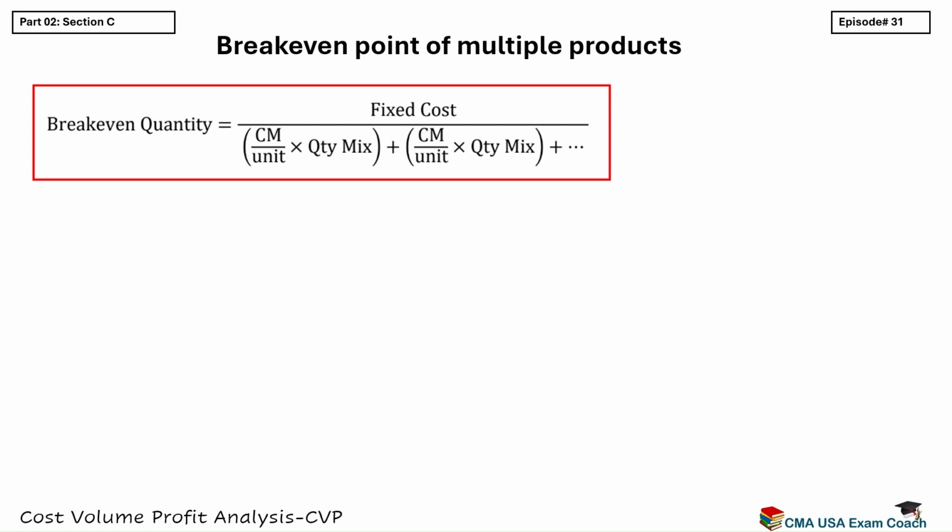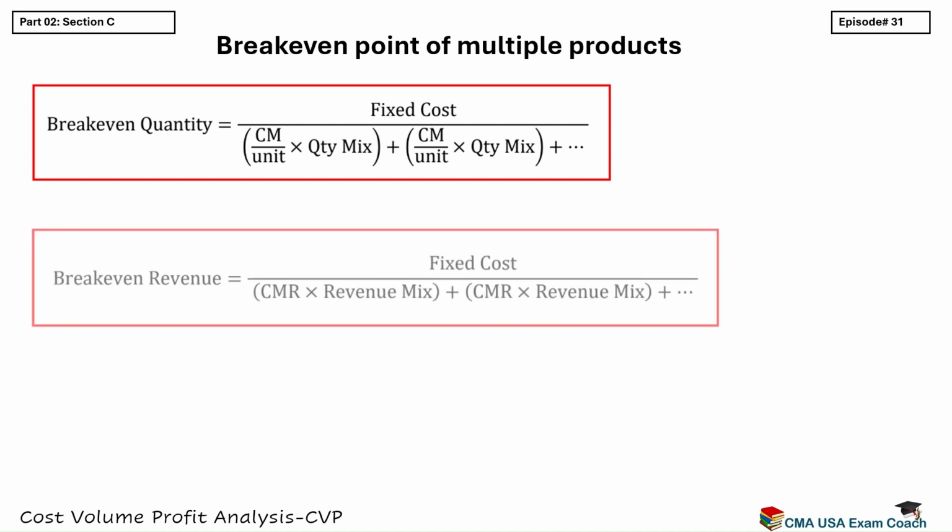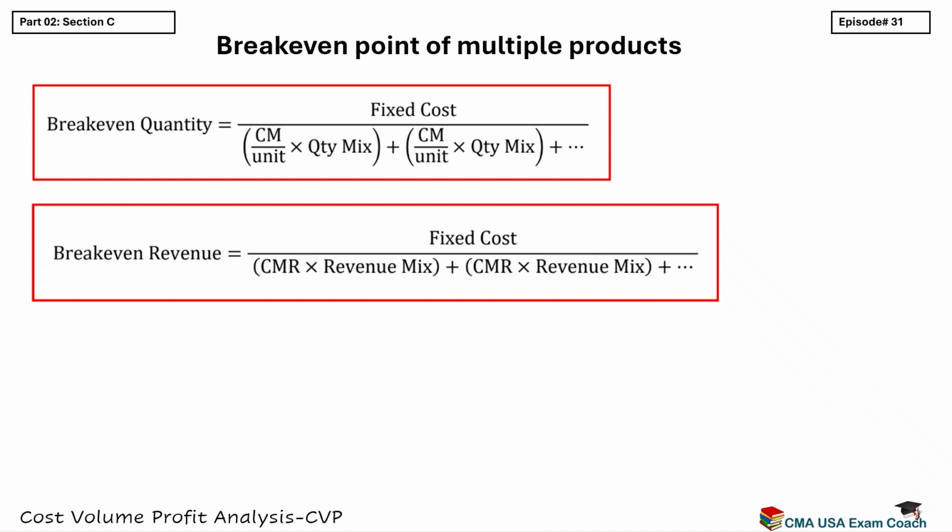Now, let's look at the second formula. Break-even revenue. Break-even revenue equals fixed cost divided by contribution margin ratio of Product A multiplied by its revenue mix, plus contribution margin ratio of Product B multiplied by its revenue mix, and so on.